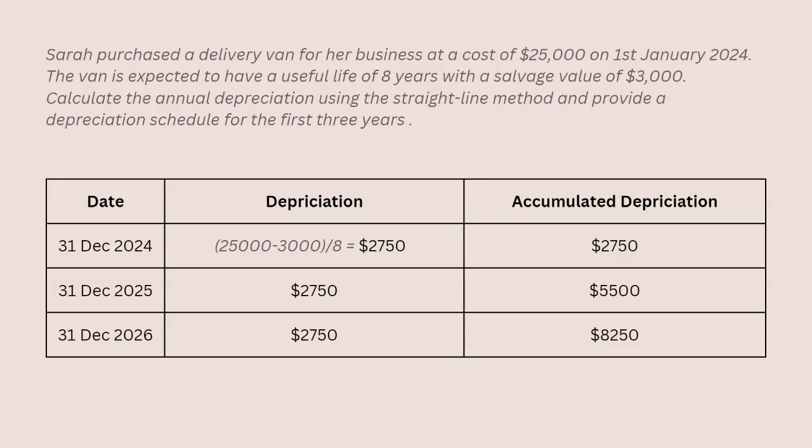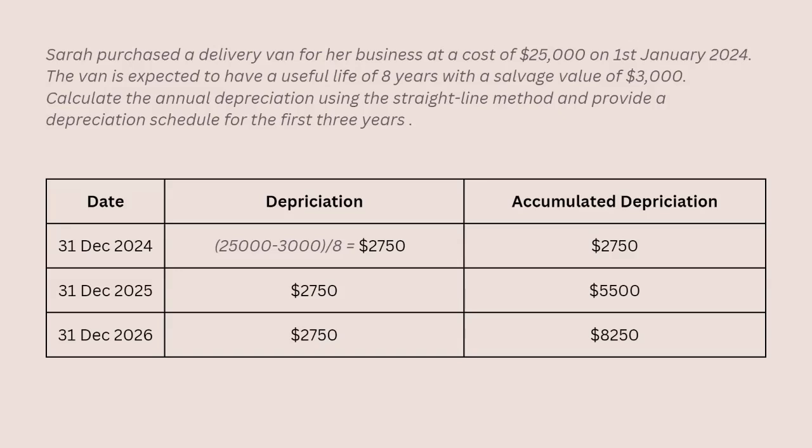So let's look at an example. Sarah purchased a delivery van for her business at a cost of $25,000 on 1st January 2024. The van is expected to have a useful life of 8 years with a salvage value of $3,000. Calculate the annual depreciation using the straight line method and provide a depreciation schedule for the first 3 years.